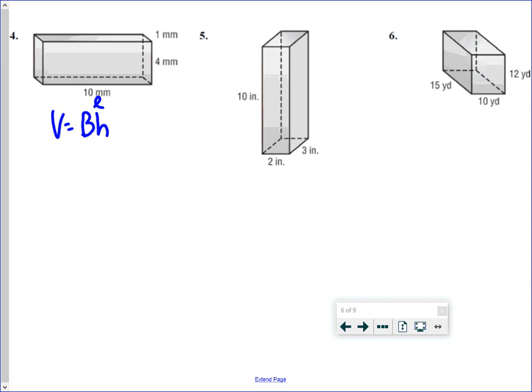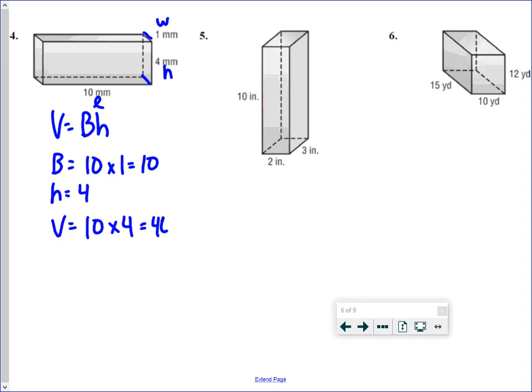Base area would be, here it's a little different because our side, well, okay. If I were to write this, this is 1, it's the same as this, so that would be 1 as well. So those two are 1. So our base area, in this case, would be length, which is 10. This would be width, so 10 times 1, which is 10. And then this would be our height. So our height is 4. Volume is equal to 10 times 4, base area times height, which is 40 millimeters cubed.